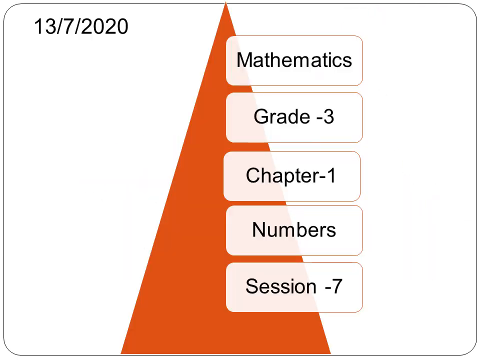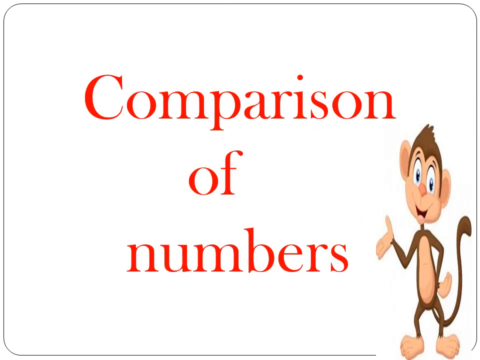Chapter 1 Numbers, Session 7. You have already learnt how to compare 2 and 3 digit numbers. How do we compare bigger numbers now? Comparing numbers means to find out which of the given two numbers is smaller or greater. The numbers to be compared can have either the same number of digits or greater number of digits.